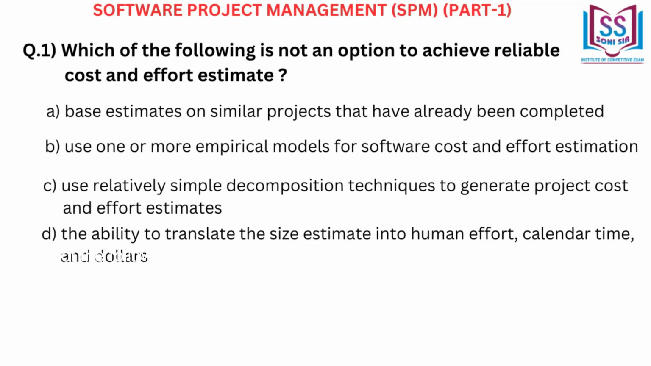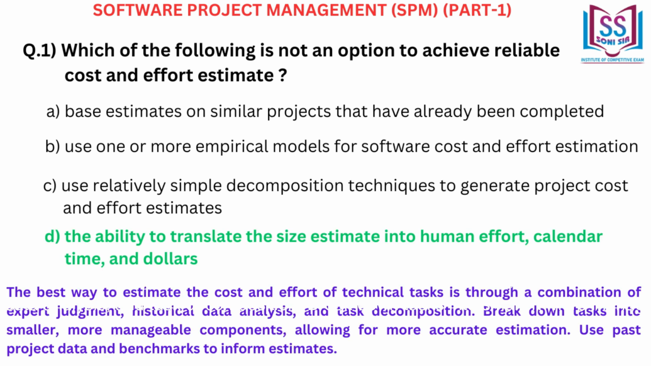Which of the following is not an option to achieve reliable cost and effort estimate? A. Base estimates on similar projects that have already been completed. B. Use one or more empirical models for software cost and effort estimation. C. Use relatively simple decomposition techniques to generate project cost and effort estimates. D. The ability to translate the size estimate into human effort, calendar time and dollars. Correct answer D. The ability to translate the size estimate into human effort, calendar time and dollars.